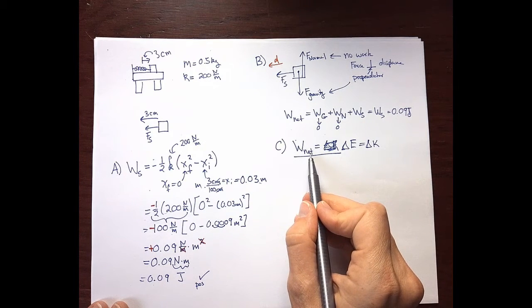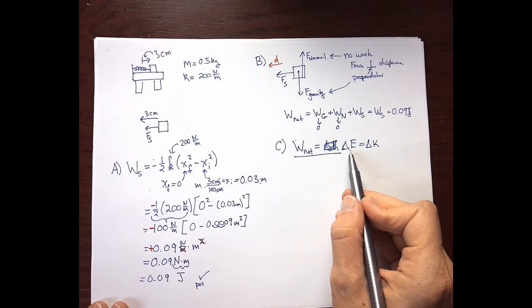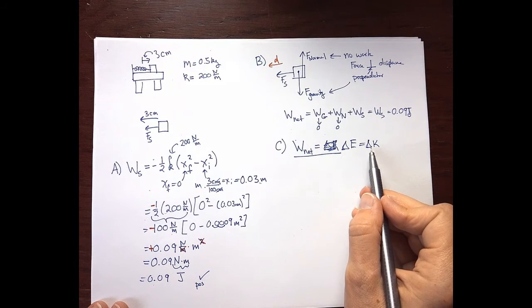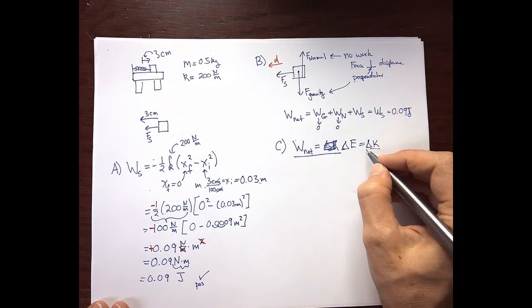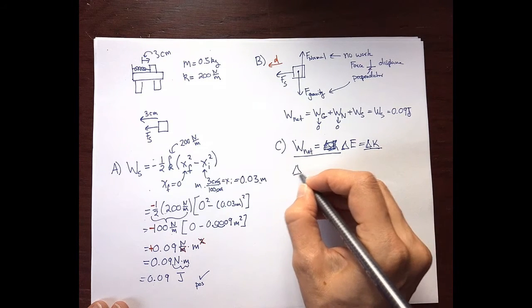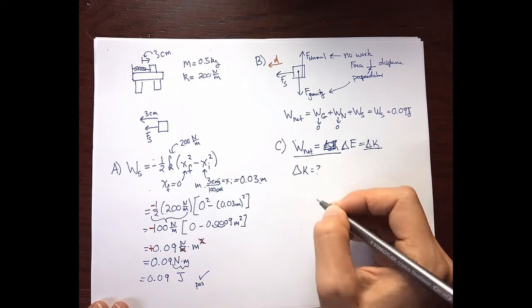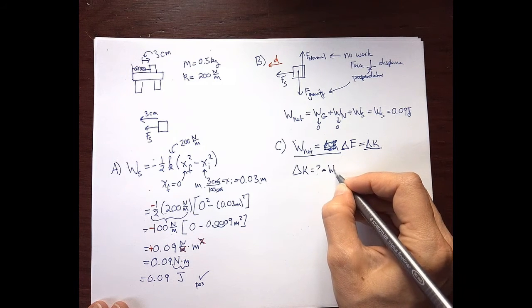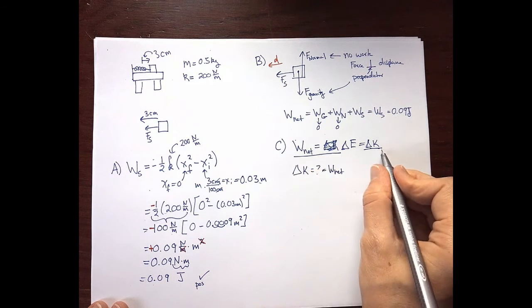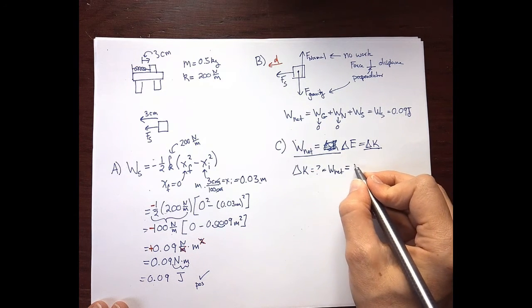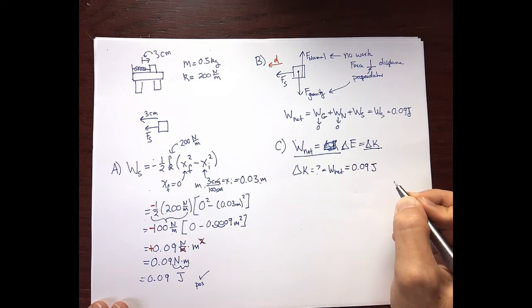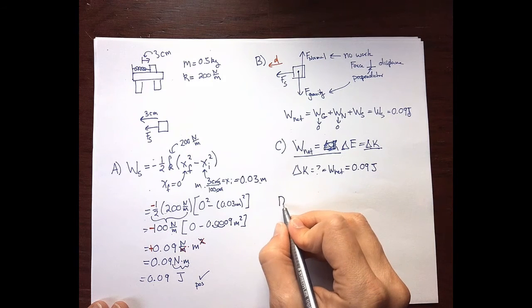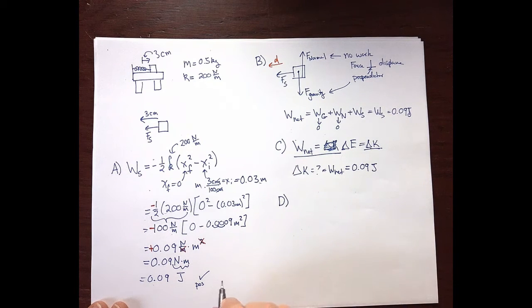So the sum of all the work acting on an object is equal to the change in the object's energy, and in particular here, it's equal to the change in the object's kinetic energy. And that's what we're asked about. What's the change in the object's kinetic energy? Well, it's equal to the net work by the work energy theorem. And we have already solved for the net work. It is equal to 0.09 joules. All right. Cruising right on.